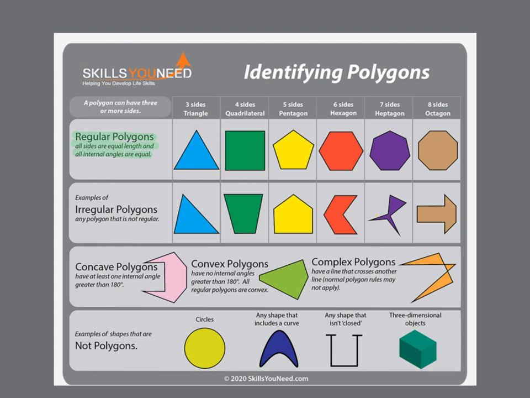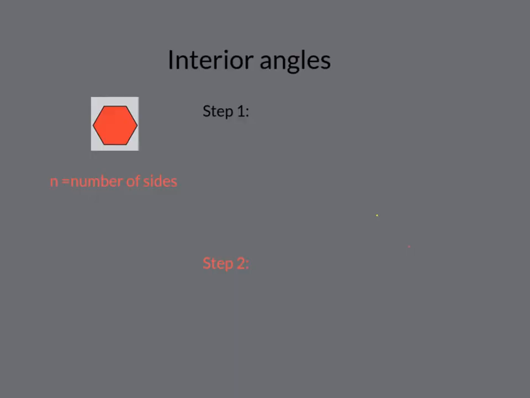Okay, so let's start looking at how we calculate the interior angle. For interior angles, there are two steps. I've written here that n is the number of sides. If we look at this shape, you can identify that as a hexagon. It's got 6 sides. So to work out the interior angle of a polygon, step 1 is you do the number of sides, take away 2. I'm going to put that in brackets because that's really important, and you multiply it by 180.